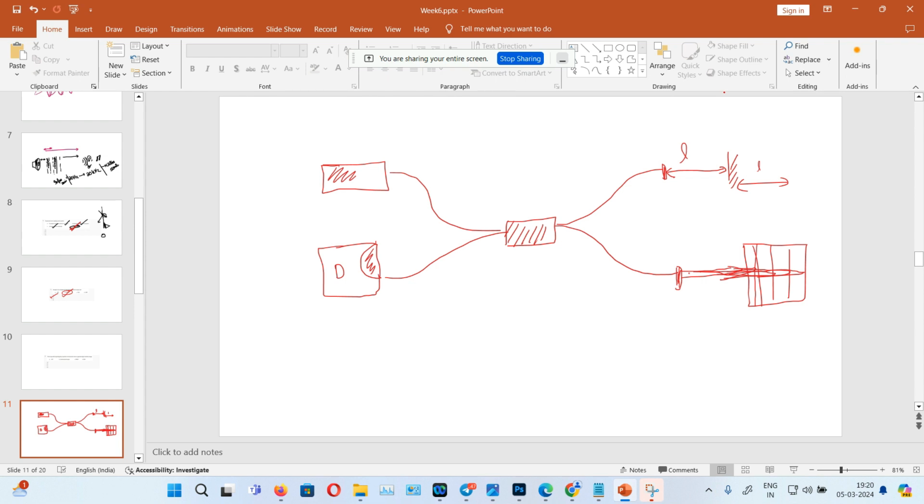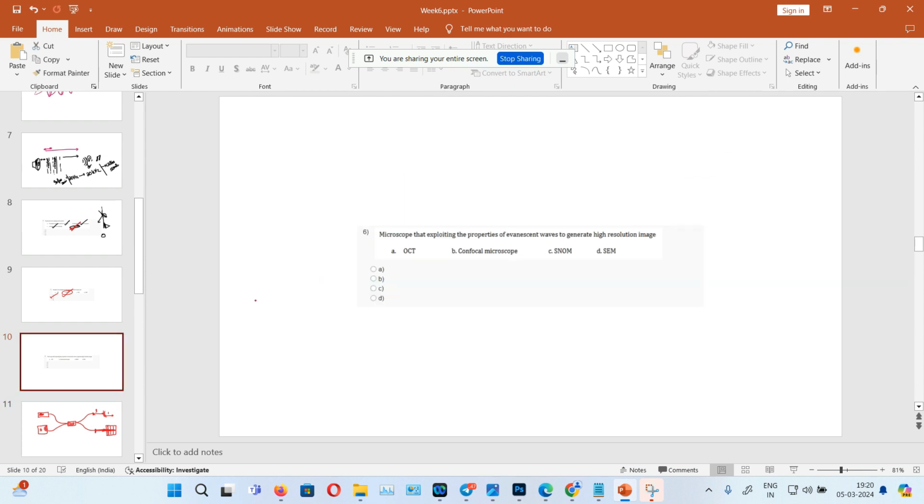And here you can see nobody is using the evanescent wave. An evanescent wave is created when there is some interaction between light and matter happening near the interface, where no physical wave is present, and you can see the presence of a decaying field. That's the evanescent field, and there is no evanescent field generated in OCT. So the first option will be wrong.